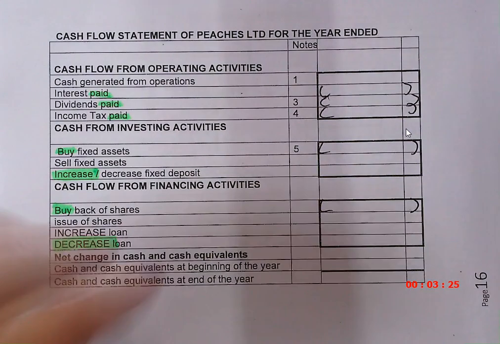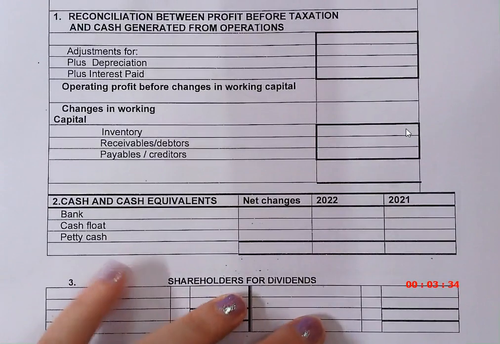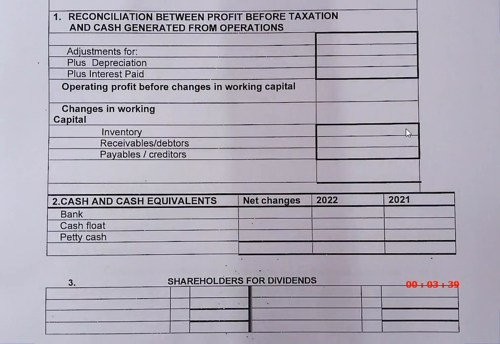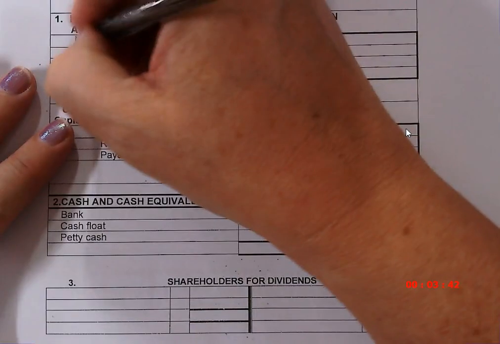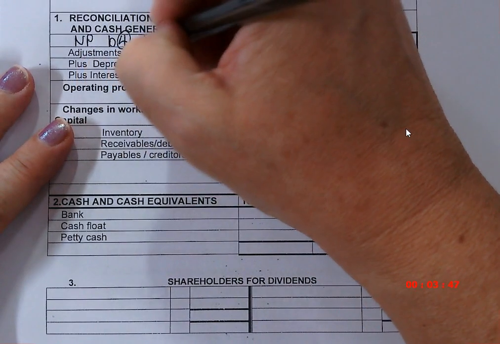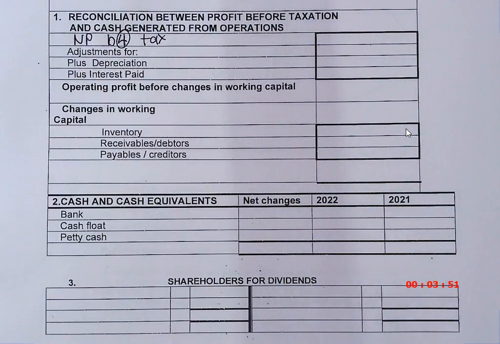So, let's go. This is an exercise that literally tests everything. Now I'm going to do the recon, which is note 1. Basically I need net profit before tax, plus depreciation, plus interest. You don't have to write adjustments for; you're not going to get marks for it, so don't waste your time.